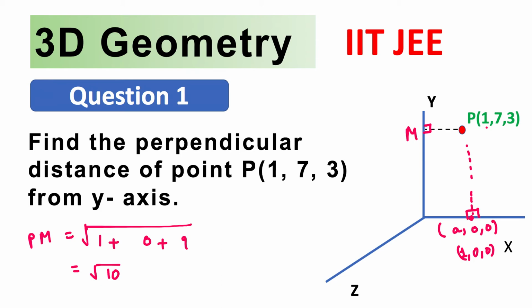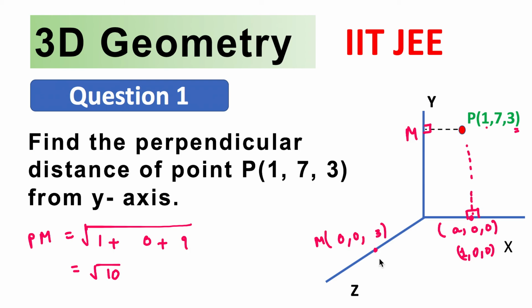Similarly, if they ask you for the distance of point P from the z-axis, what will you do? You will say that you have to calculate the perpendicular distance from P to the z-axis. Any point on the z-axis will be of what kind? The point M, if you have to take it here, will be of the form where only the z coordinate is there, the x and y coordinates will be 0, and the z coordinate will be the same as this, so (0, 0, 3). You just have to find the distance between P and M.